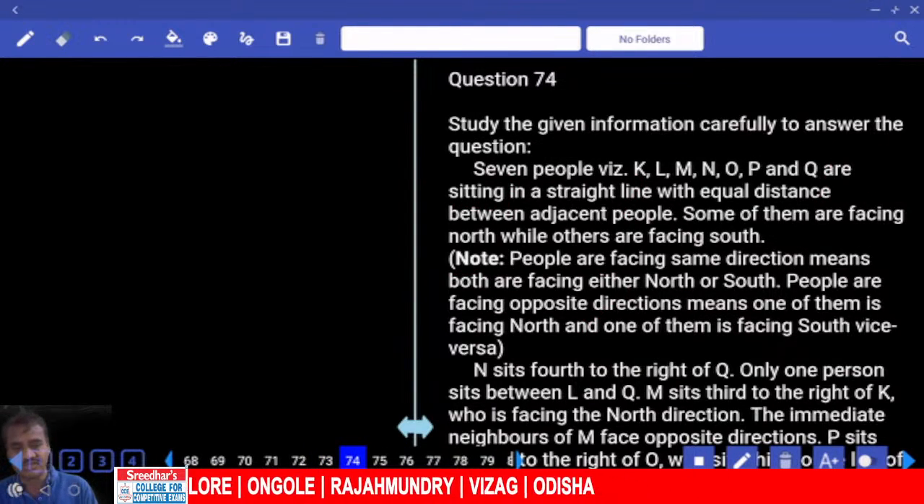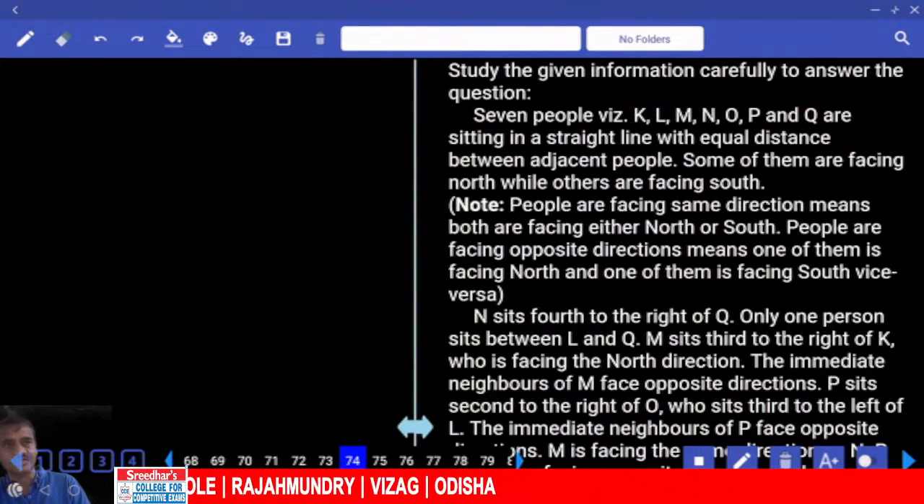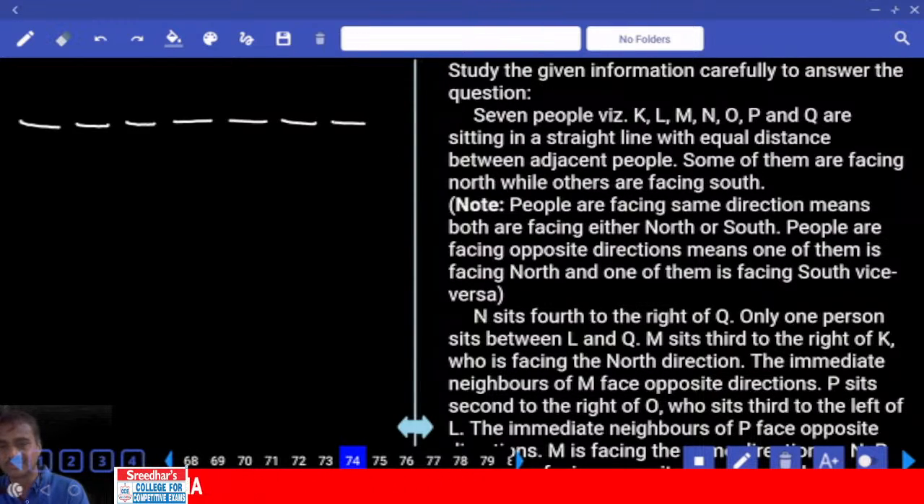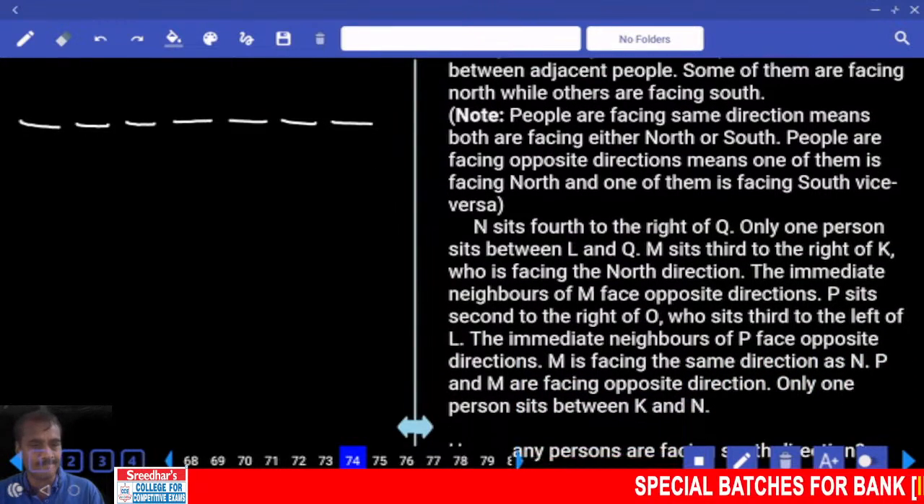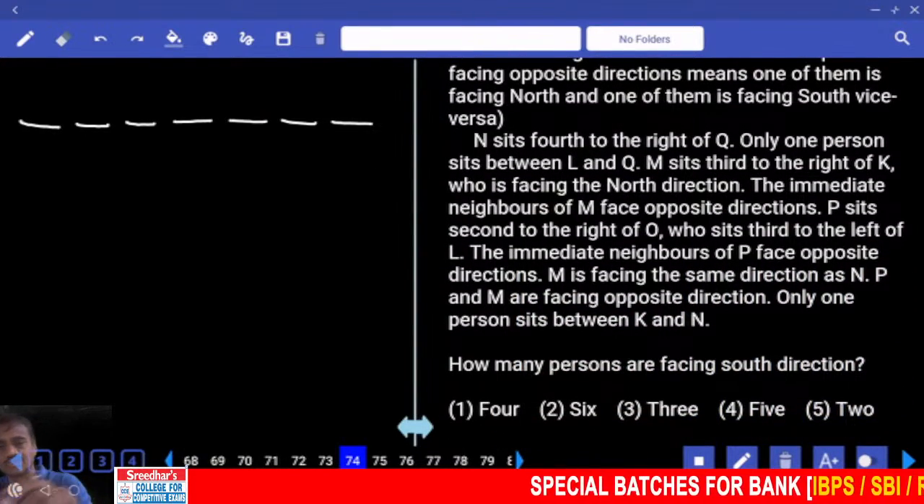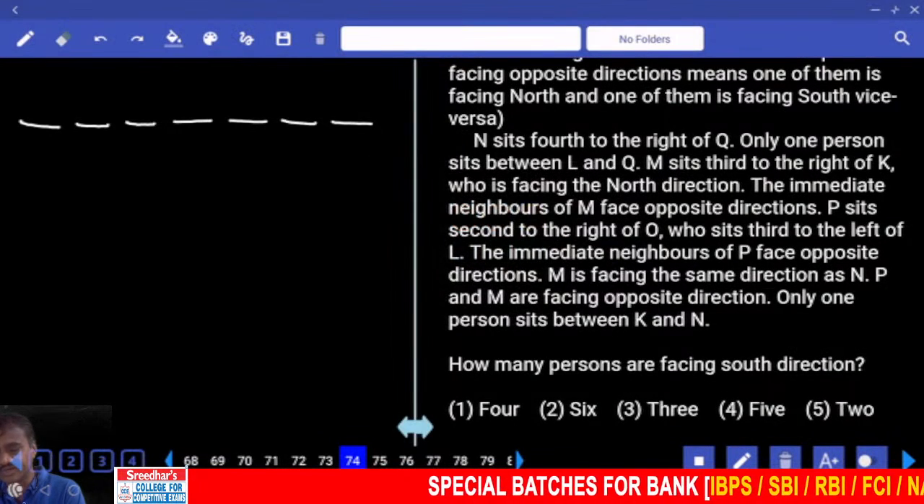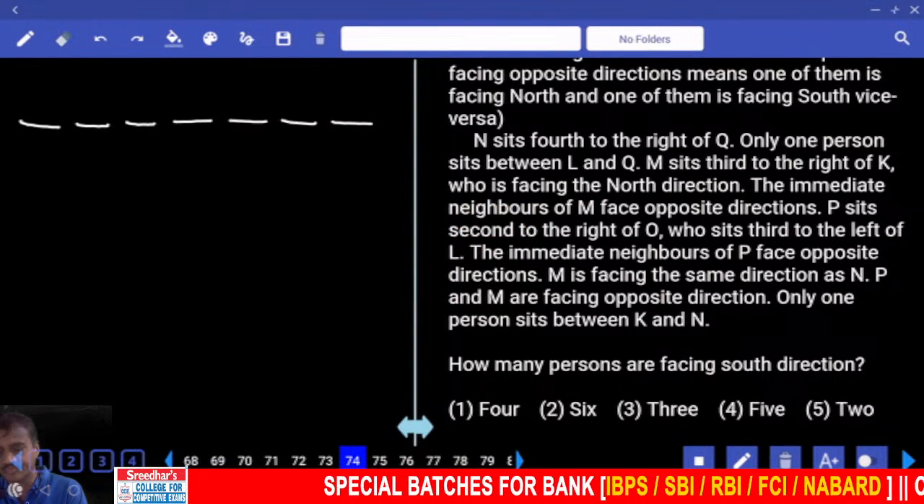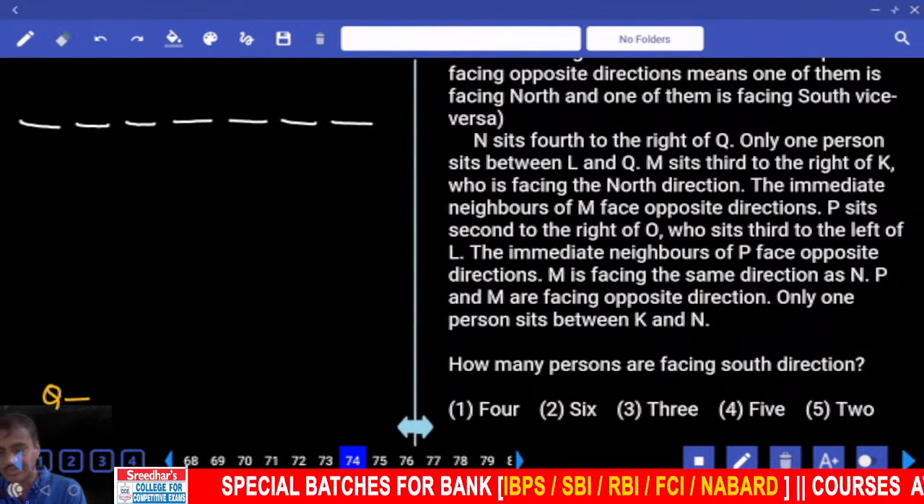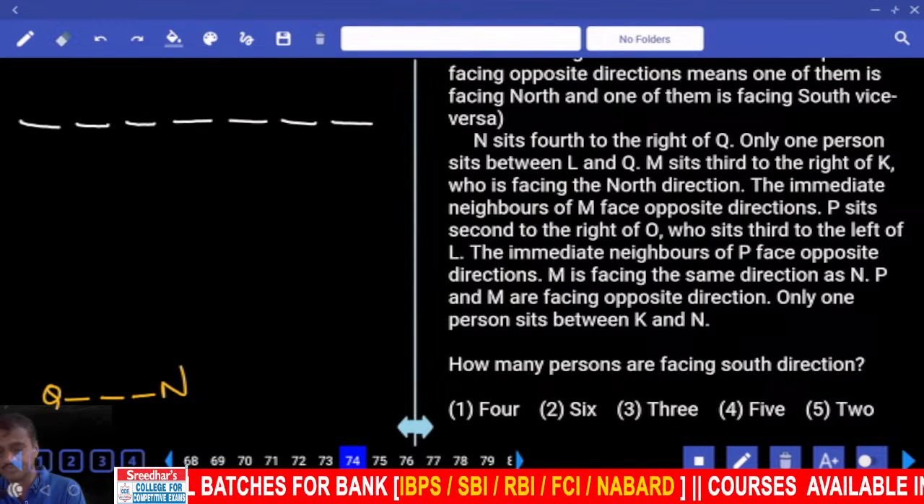Then 74, there are some 7 people seated in a row, some facing towards north and some south. Now 7 persons are there and some of them are facing towards north and some of them are facing towards south. Then N sits 4th to the right of Q. Where is this N? N is seated 4th to the right of Q. Now Q is here. Done?